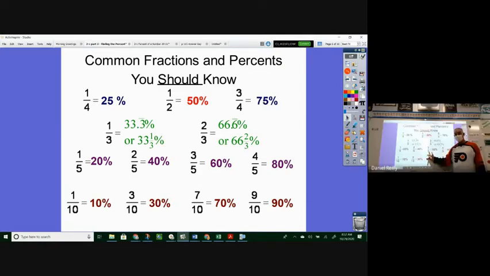6/10 is the same as 3/5, right? 6/10 and 3/5, those are equivalent fractions. So that's why the other ones aren't on. That's why 5/10 isn't on here. 5/10, that's a half, right? 50%. Okay, so these are just good ones to know. And if you practice with them more, you kind of get used to them.